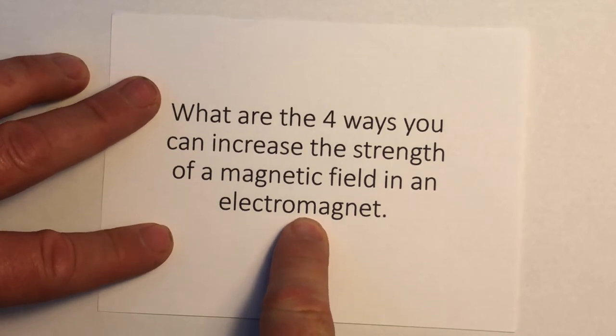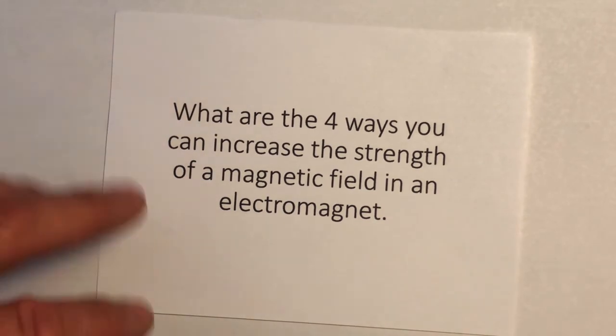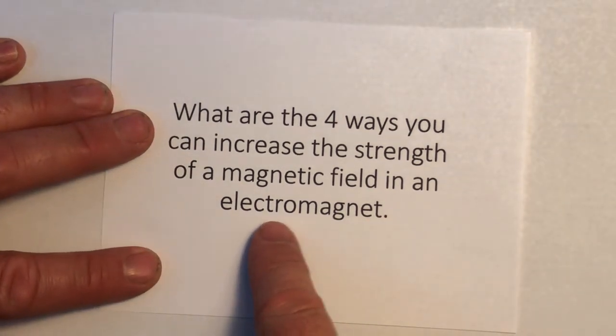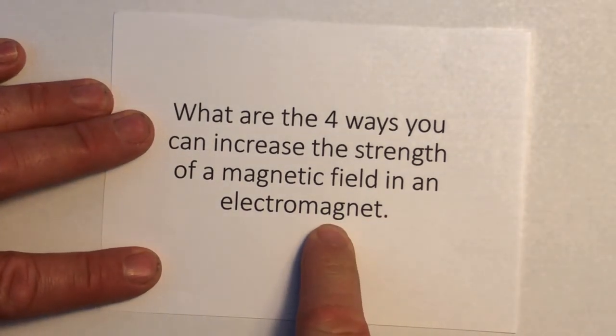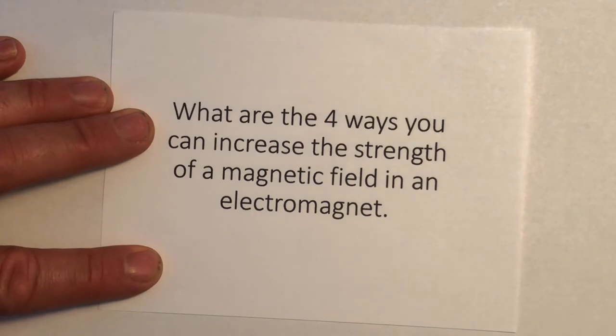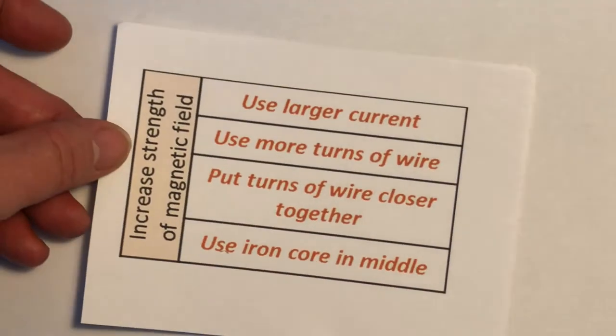A good example of an electromagnet is a scrapyard, where they have an electromagnet on the end of a crane, and it goes across, picks up a car and then drops the car. If that electromagnet was a permanent magnet, you would never get the car off again. So the big advantage of an electromagnet is that you can turn it on and off. The 4 ways you can increase the strength of a magnetic field in an electromagnet are these.